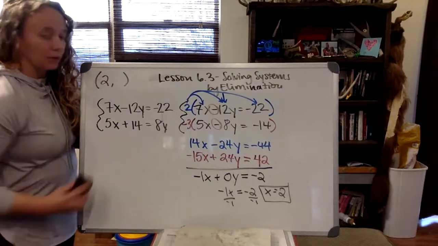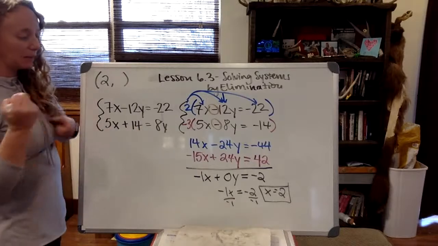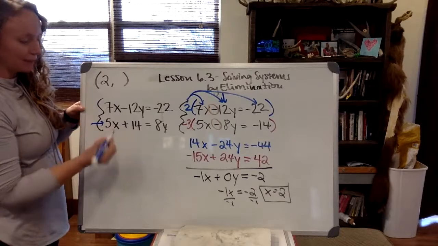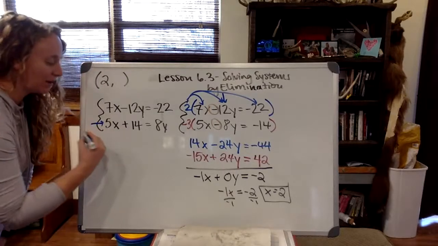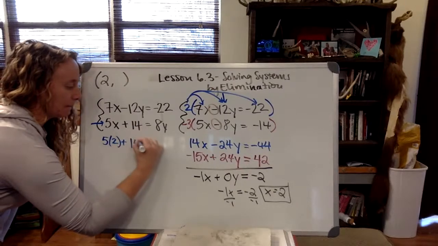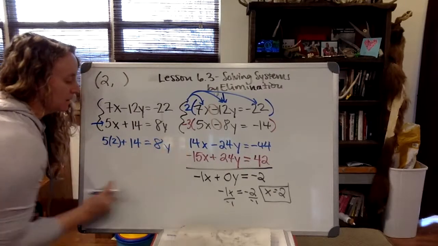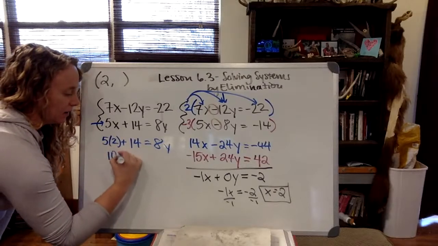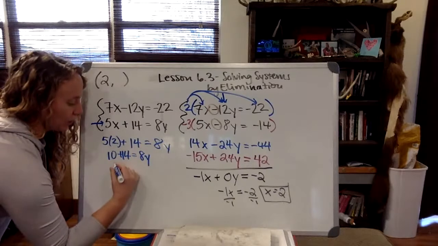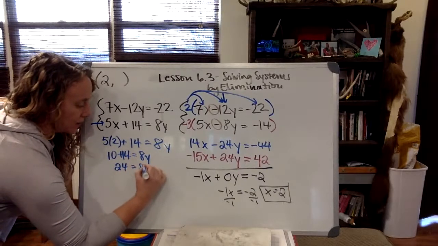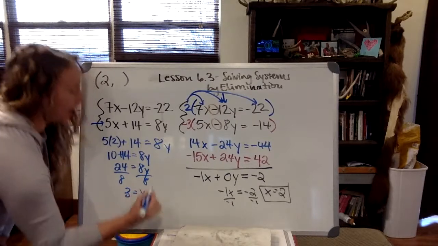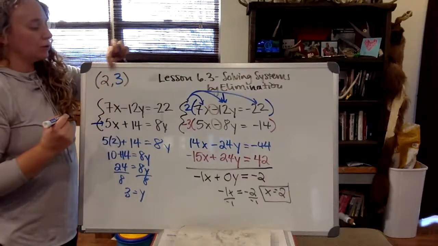So I'm going to take that 2 and put it into one of these original equations. Notice, I now don't have to focus on that, and I can clean up my board a little bit. So 2 needs to go into one of these two. I'm going to pick this one because 2 times 5 is nice. I like 2 times 5. I like 2 times 7 too, but 2 times 5 gets me a nice number, 10. So 5 times 2 is 10, plus 14 equals 8y. 10 plus 14 equals 24, equals 8y. Divide by 8 on both sides. I get 3 is equal to y. So my final answer: (2, 3).